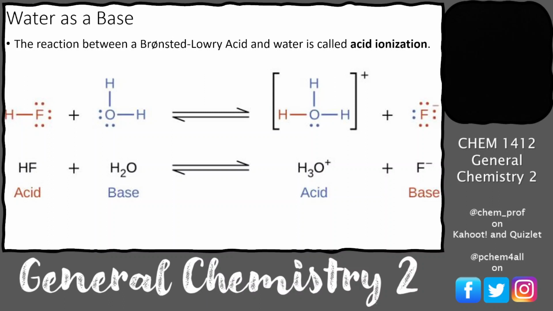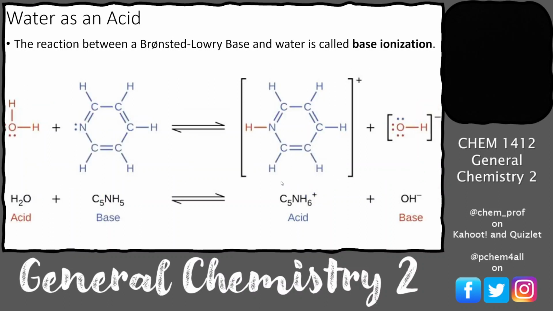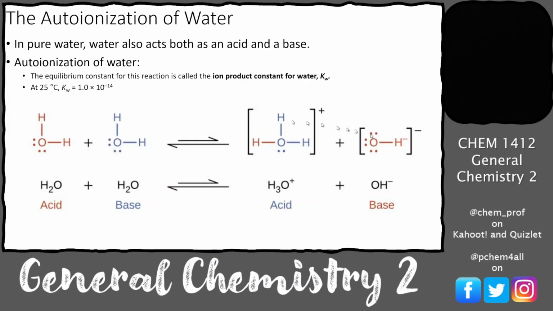And this is just the one I showed already, water reacting with an acid to make hydronium ion and a base. Okay, here's an organic base, which again, this nitrogen, it's an amine. It can steal a proton from water and protonate, making a positive cation, and then we have the hydroxide ion. And then here's water reacting with itself. So water can act as an acid or a base and produce hydronium and hydroxide ion.